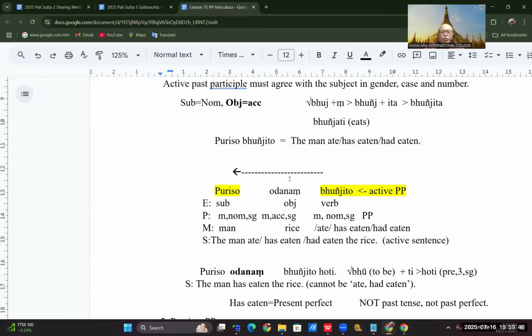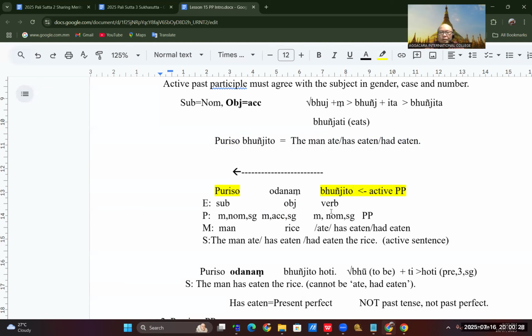Right. Now, you need to put what does he eat. He eats rice. So the rice is object. So the object now should be in the accusative case. So Puriso odanam bhunjito. Right? Puriso bhunjito, as above here, is correct. But odanam should be accusative case. So the man had eaten the rice. So this is an active sentence with the past participle bhunjito.